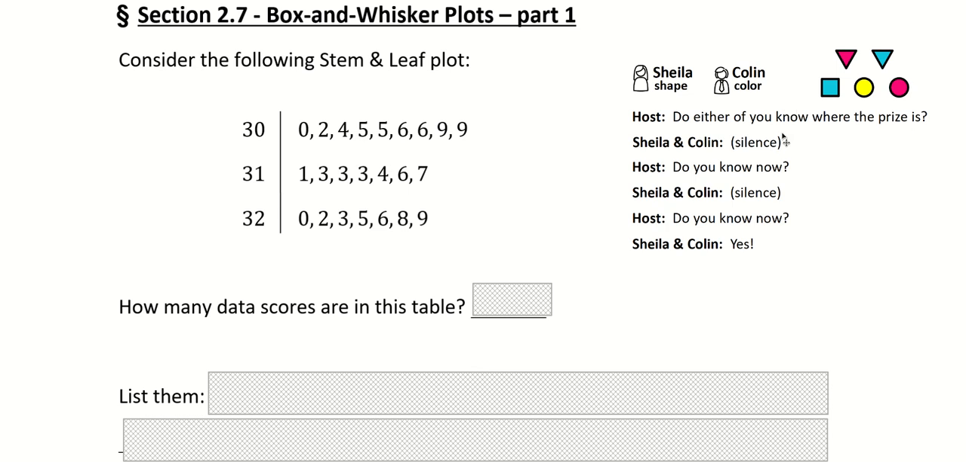The story here is that there's a prize hidden under one of these 5 shapes that have a different color. The game show host says, do either of you know where the prize is? But there's silence. After a little while, the host asks again, but there's still silence. Then after another short period of at least a few seconds, the host says, do you know now? And they both say yes.